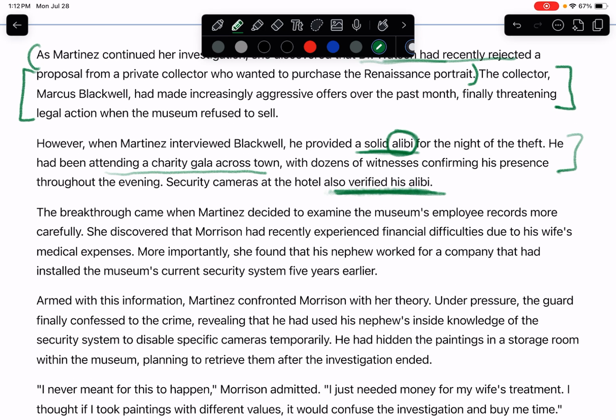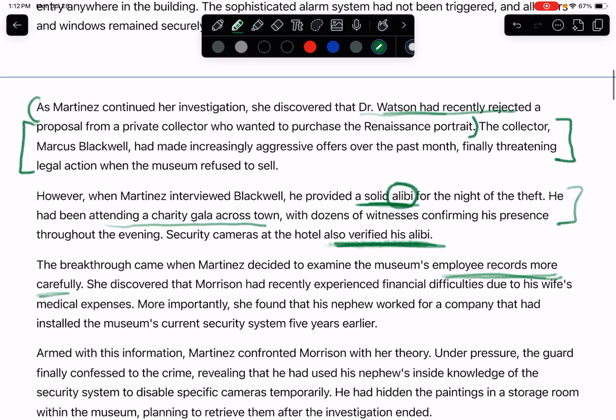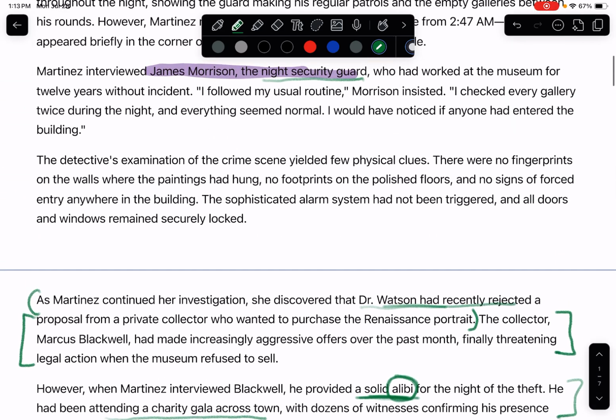Let's continue. The breakthrough came when Martinez decided to examine the museum's employee records. Why did I say empty? The breakthrough came when Martinez decided to examine the museum's employee records more carefully. So she's trying to see who works for the museum. She discovered that Morrison is this guy. Morrison's the guy, right? The rich guy? Here he is.